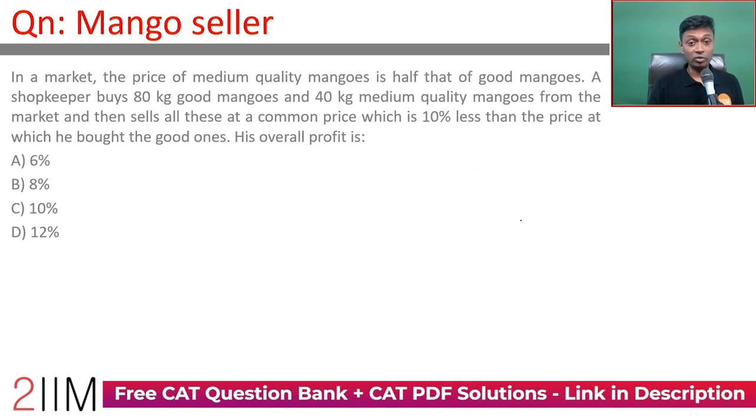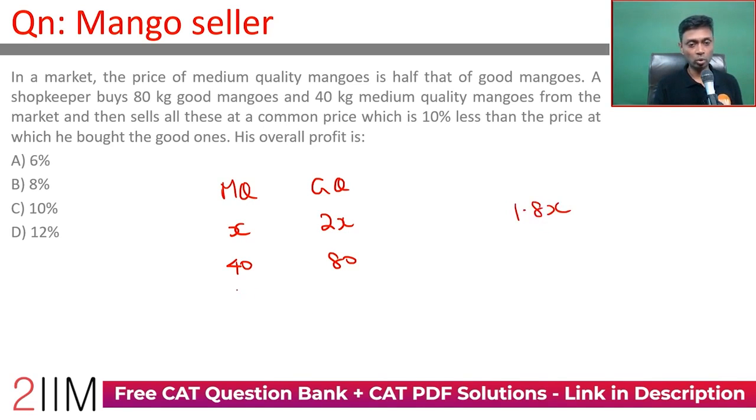In a market, the price of medium quality mangoes is half that of good mangoes. Medium quality and good quality: 2x, x. A shopkeeper buys 80 kilograms of good quality and 40 of medium quality mangoes, and then sells all these at a common price, which is 10% less than the price at which he bought the good ones. So good ones 2x, 10% less than that is 1.8x.